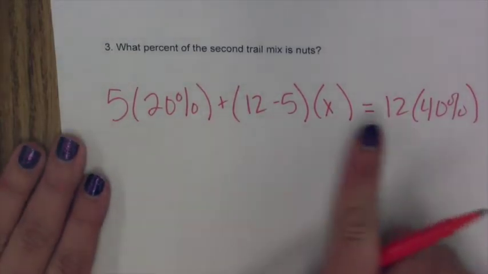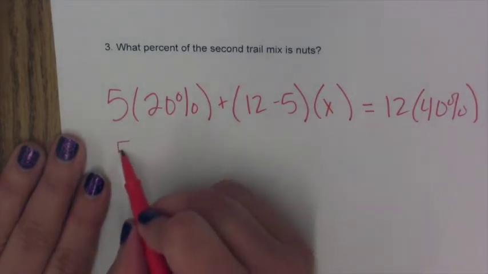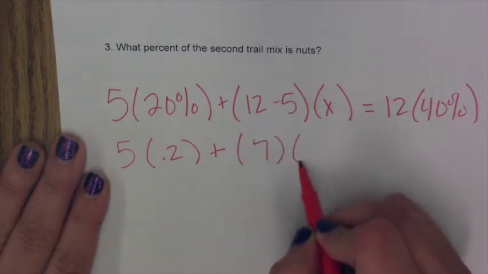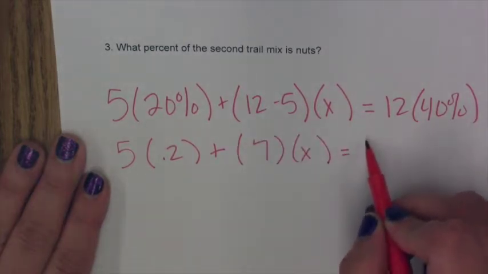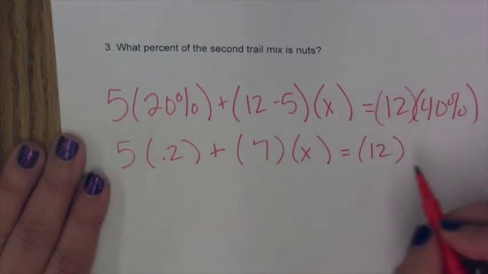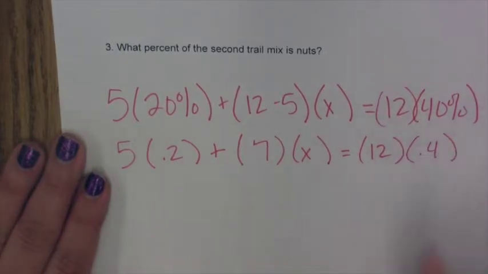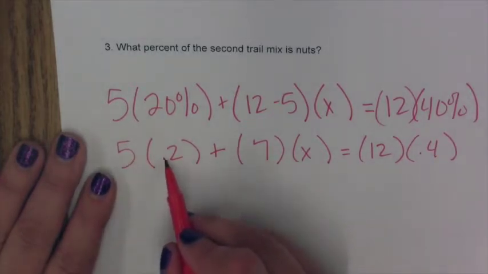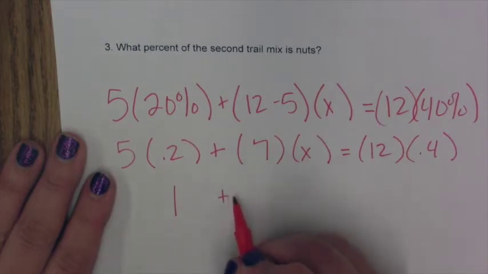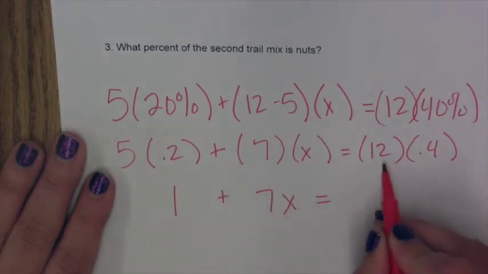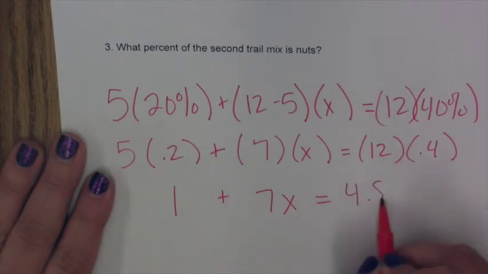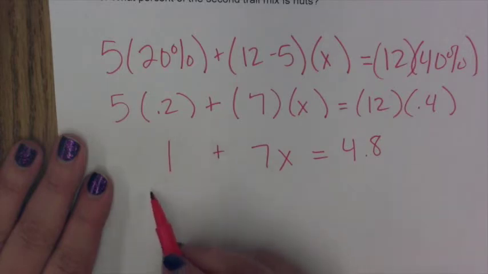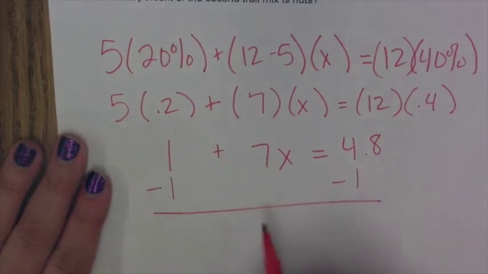All right, I'm going to rewrite this and change these to decimals and subtract. So 5 times 0.2 plus, when I subtract, I get 7x equals our 12, I forgot to put parentheses around that, sorry, times 0.4. So now I can multiply all of these together. When I multiply 5 times 0.2, I get 1 plus 7x is equal to, when I multiply 12 times 0.4, I get 4.8. To solve this, I need to get rid of this 1 first, so I subtract 1 from both sides.